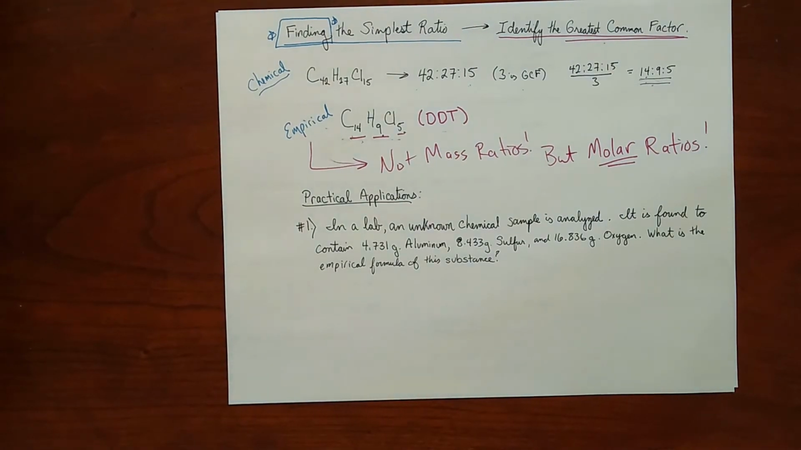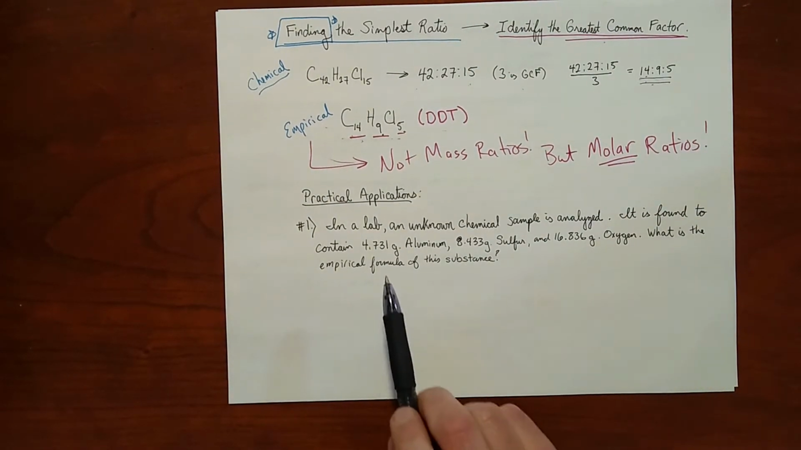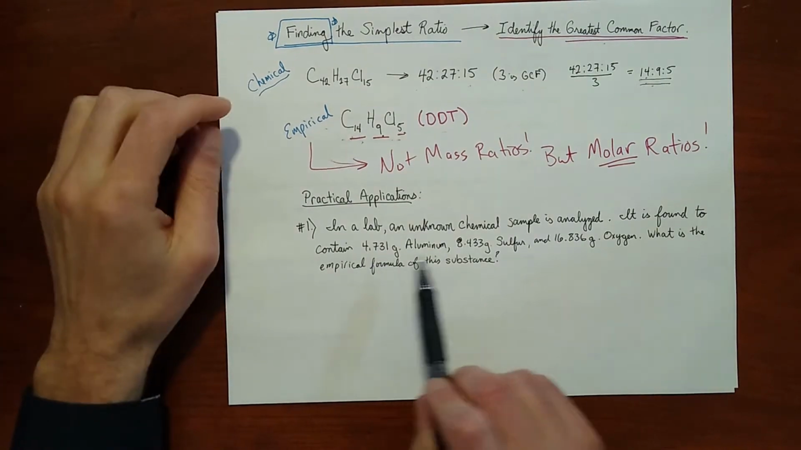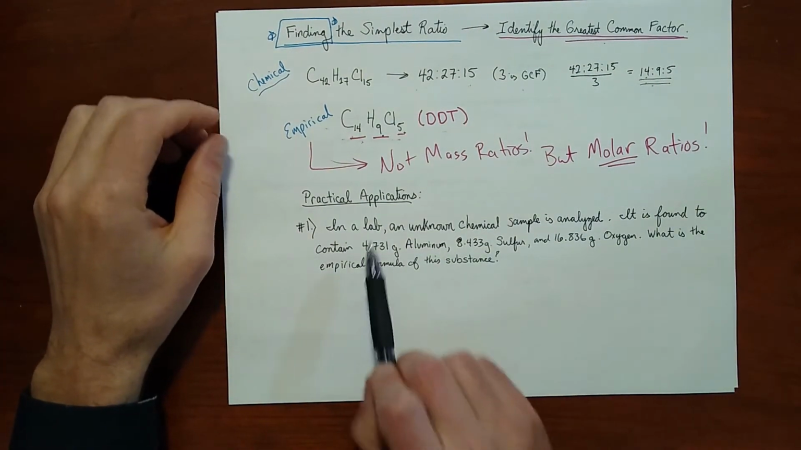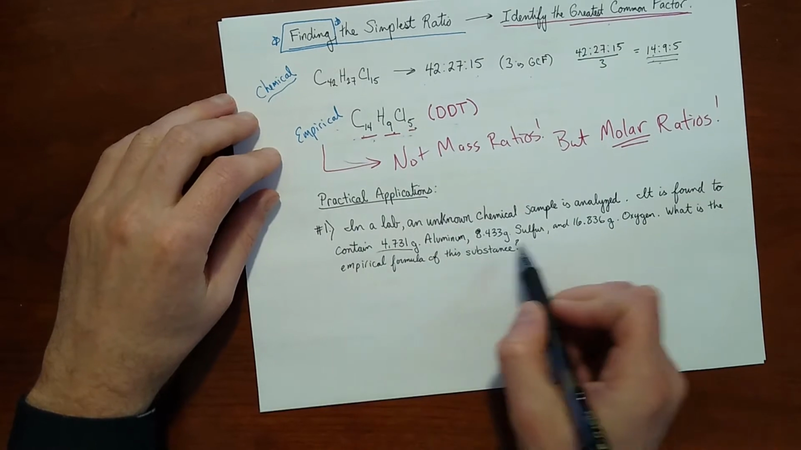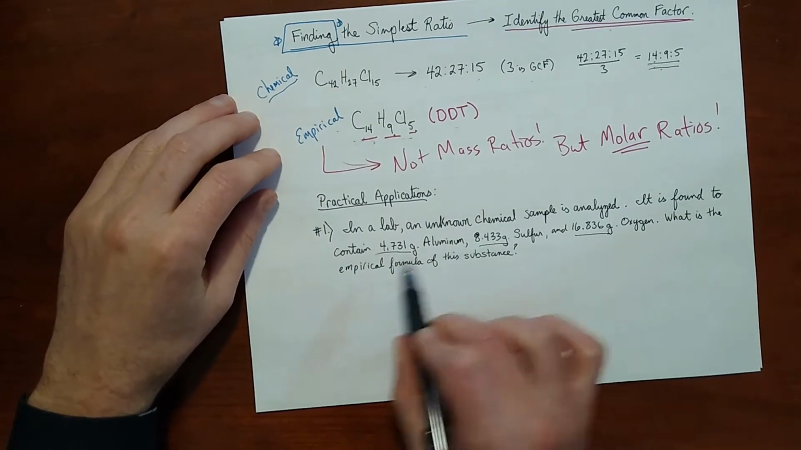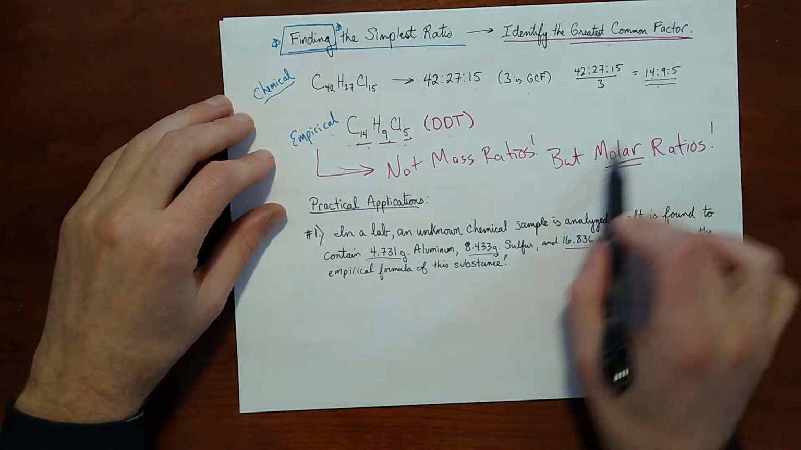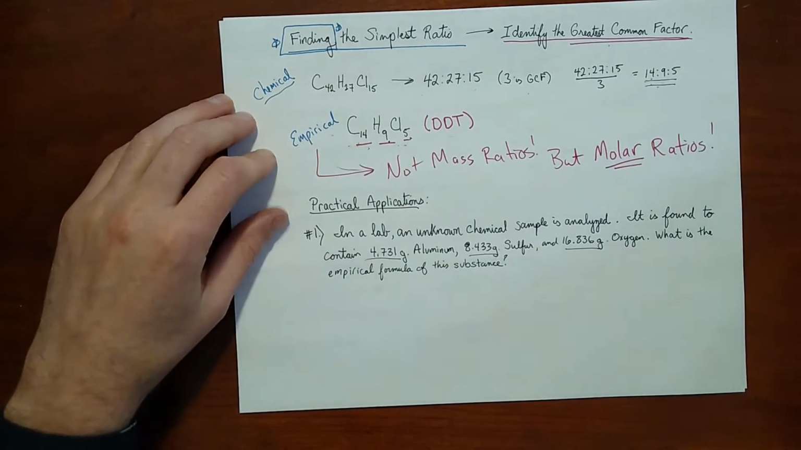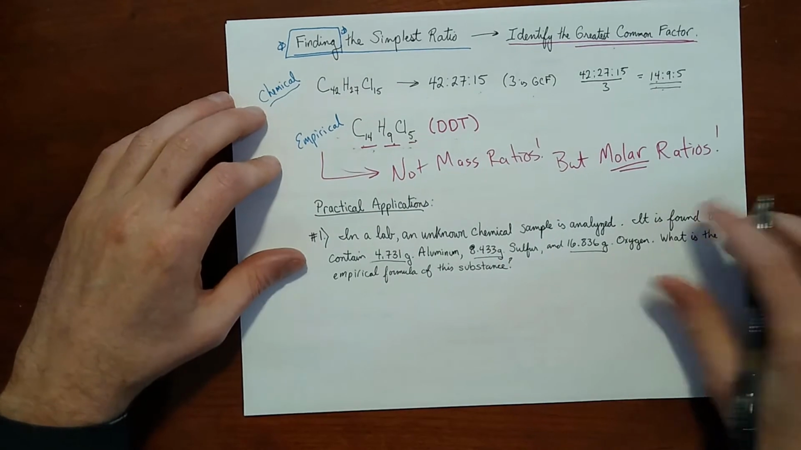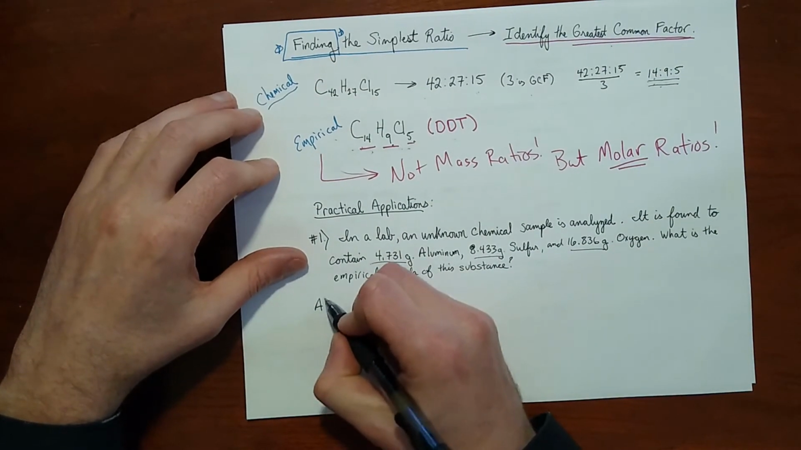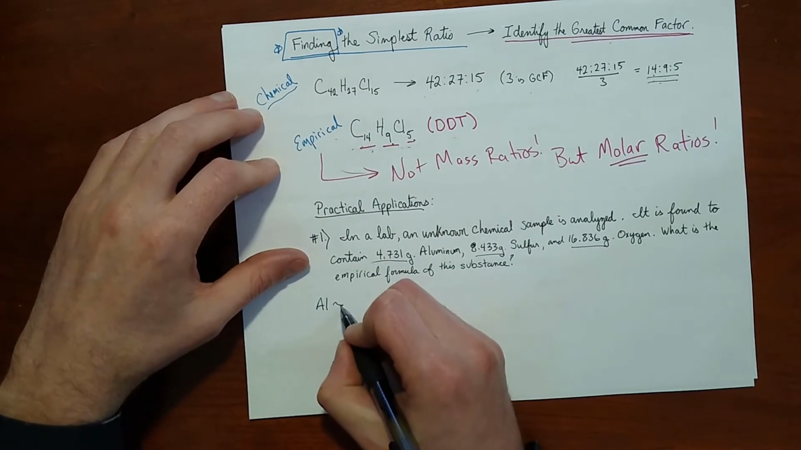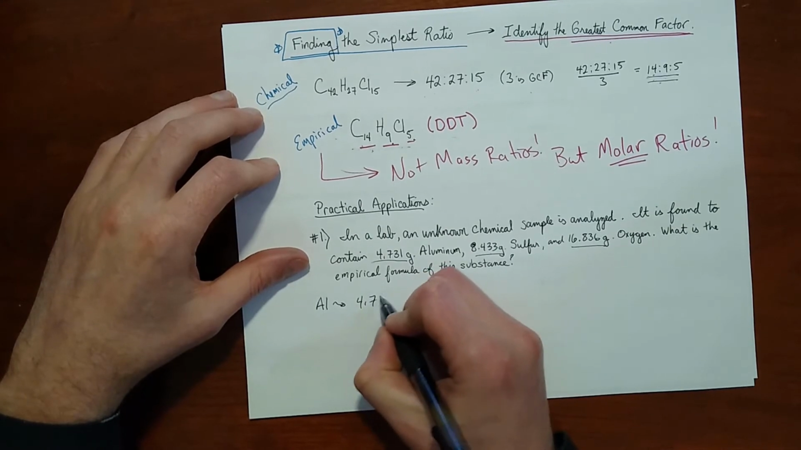Well, if you remember, we've been converting grams or various quantities of mass to moles already, so we know how to do that. So we can take these masses, convert them to moles of the substances, and then compare those molar amounts to find the molar ratio. Okay, and that will give us the empirical formula. So let's take a look at how this works in effect. So for the aluminum, I have 4.731 grams.